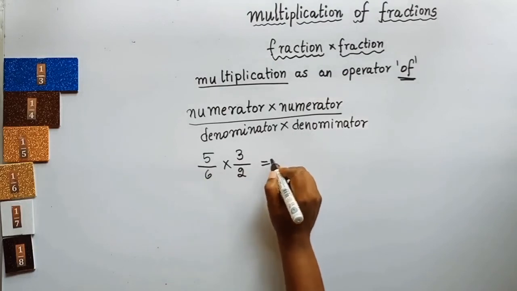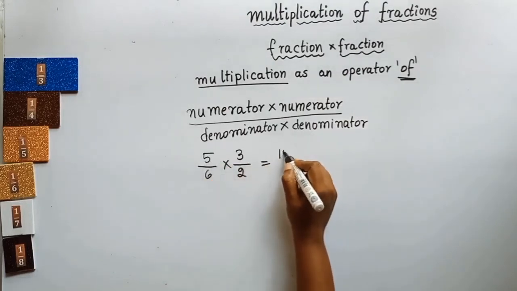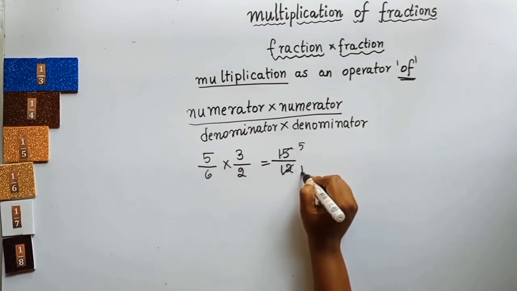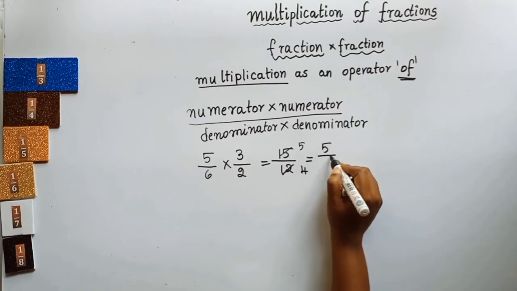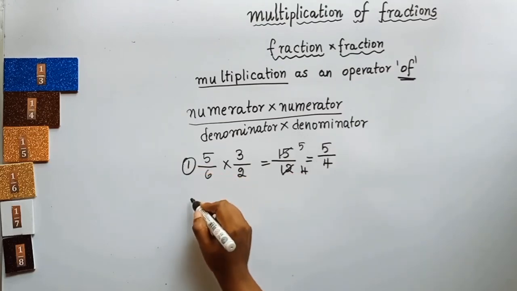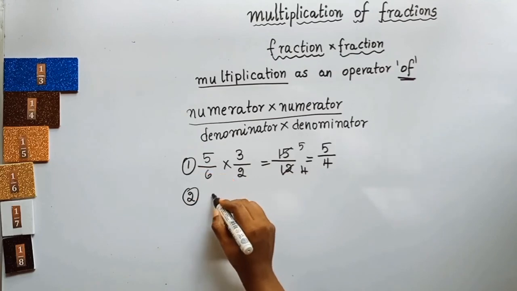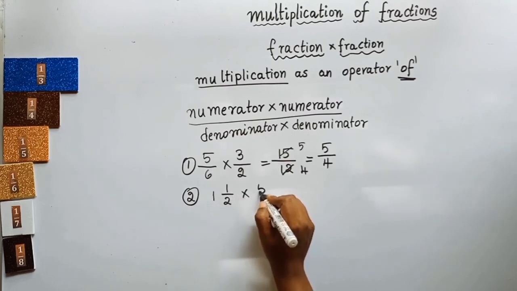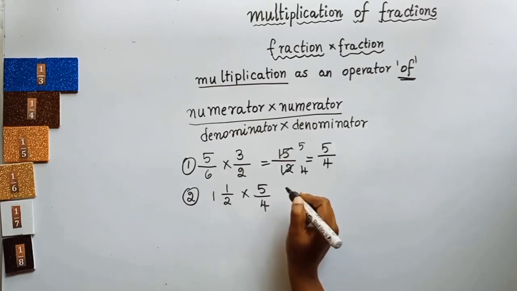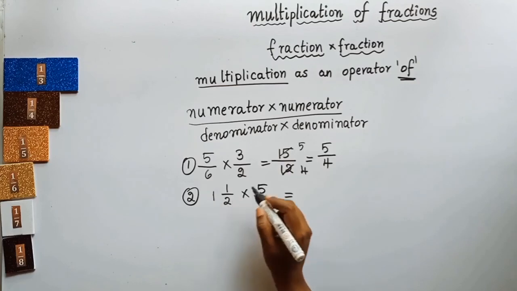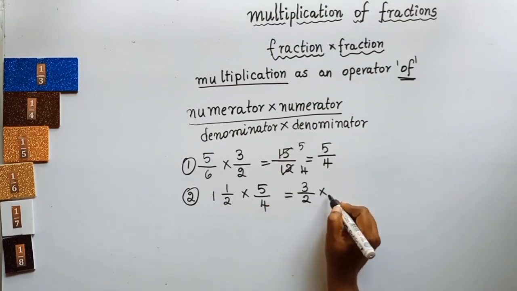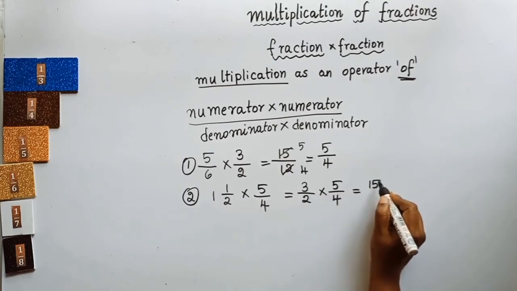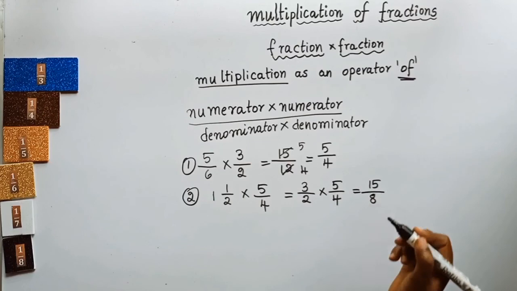Now 5 by 6 into 3 by 2. Multiply numerator into numerator. 5 3s are 15, 6 2s are 12. Then simplify. 3 5s are 15, 3 4s are 12. That is 5 by 4. Second one. Multiply 1 by 2 into 5 by 4. Convert into improper fraction. 2 1s are 2 plus 1. 3 by 2 into 5 by 4. 3 5s are 15. 2 4s are 8.